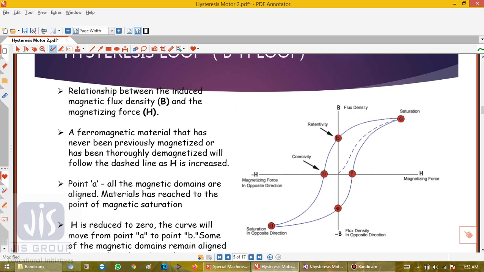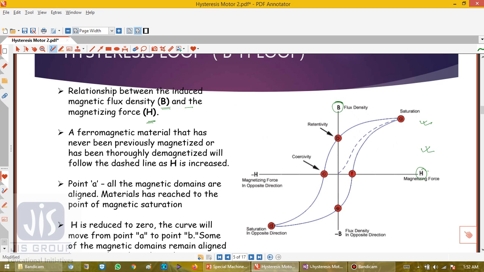This is the relationship between the induced magnetic flux B and the magnetizing force H. This relation between B and H is represented by this hysteresis loop. A ferromagnetic material that has never been previously magnetized or has been thoroughly demagnetized will follow this dashed line as H is increased. At point A, all the magnetic domains are aligned and the material has reached magnetic saturation. So this is the saturation point.